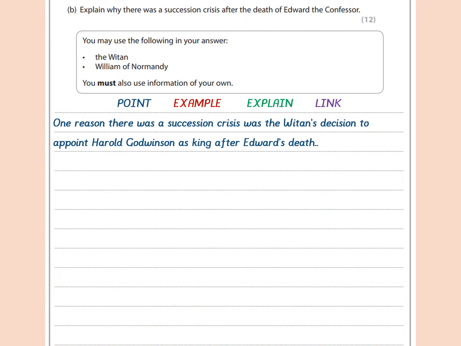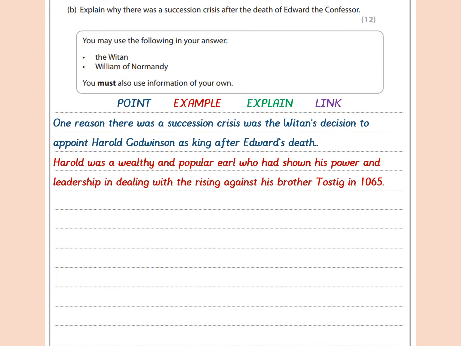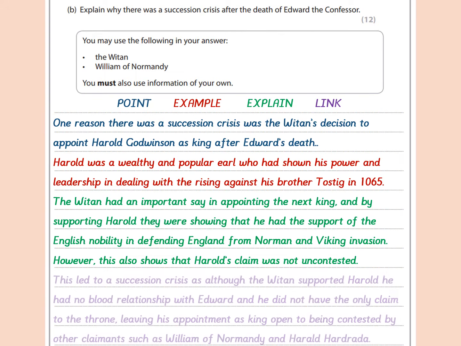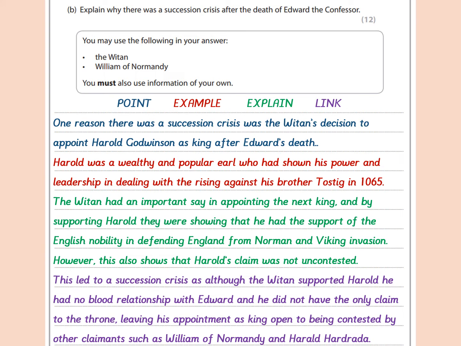Firstly, the point. One reason there was a succession crisis was the Witan's decision to appoint Harold Godwinson as king after Edward's death. Harold was a wealthy and popular earl who had shown his power and leadership in dealing with the rising against his brother Tostig in 1065. The Witan had an important say in appointing the next king, and by supporting Harold they were showing that he had the support of the English nobility in defending England from Norman and Viking invasion. However, this also shows that Harold's claim was not uncontested. This led to a succession crisis, as although the Witan supported Harold, he had no blood relationship with Edward and he did not have the only claim to the throne, leaving his position as king open to being contested by other claimants such as William of Normandy and Harold Hardrada.